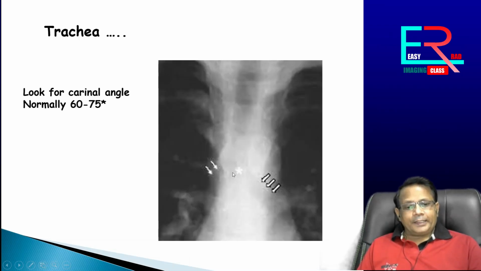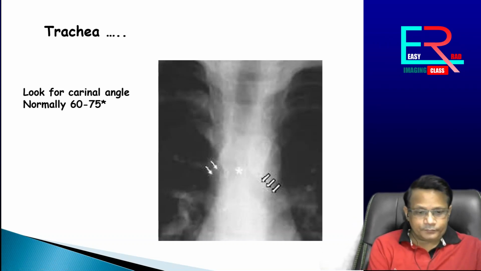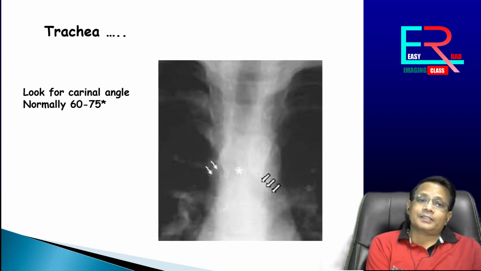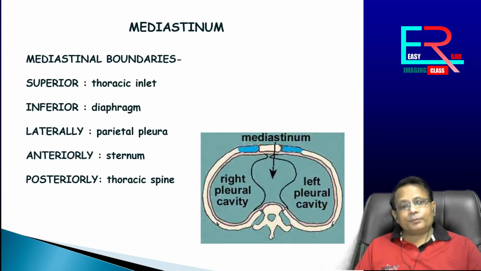Then look at the carinal angle. It must be between 60 to 75 degrees. You know it is widened in case of an enlarged left atrium or any mediastinal mass like large lymph node masses. Then come to the mediastinum.